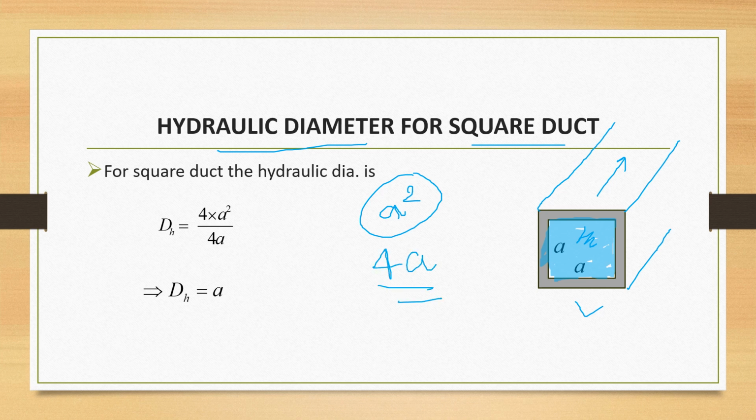So we have the hydraulic diameter formula dH is equal to 4 times the cross sectional area divided by the wetted perimeter. So on cancelling, this will become A. So in case of a square duct, the hydraulic diameter is equal to the length of the side, okay. So I hope this is clear. Now let's move on to the next slide.